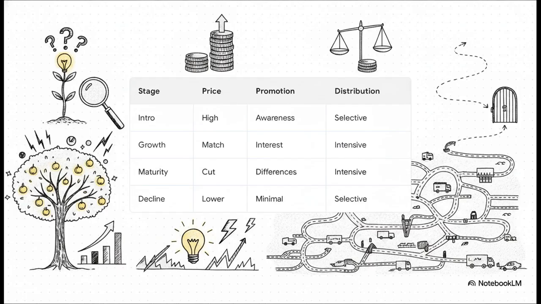But then, as we hit the growth stage, the pace becomes rapid. Sales volume surges, competitors start attacking from all sides, and you have to start dropping prices to match them while heavily expanding your distribution channels. The 4 Ps, product, price, place, and promotion, are in constant flux as the market dynamics really speed up.